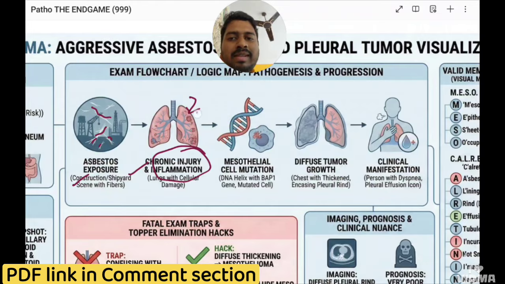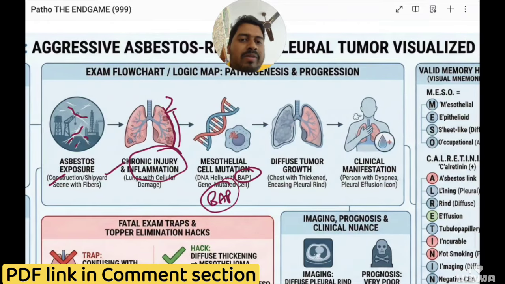What is mesothelium? This is the cell that lines the pleural layer. There it causes mesothelial cell mutation. It is commonly associated with the BAP1 gene. BAP1 is associated with mesothelioma. After that, there is diffuse growth. You can see here, there is growth of this mesothelial tissue, and it's like a jacket. It encloses the whole lung. It is known as pleural rind.